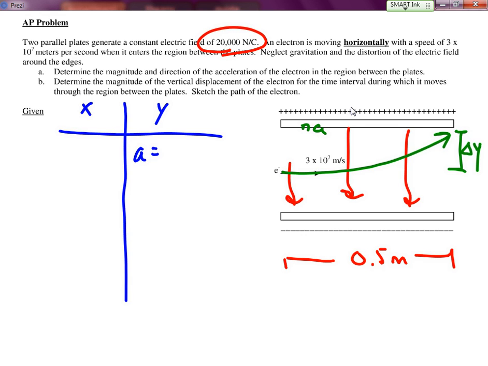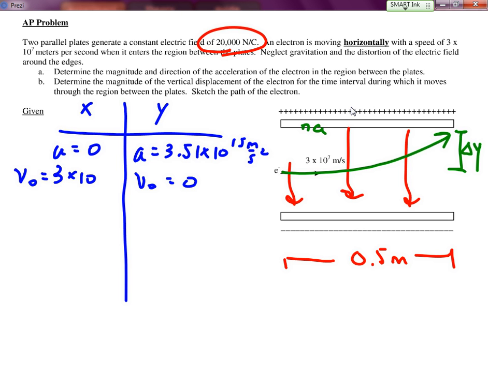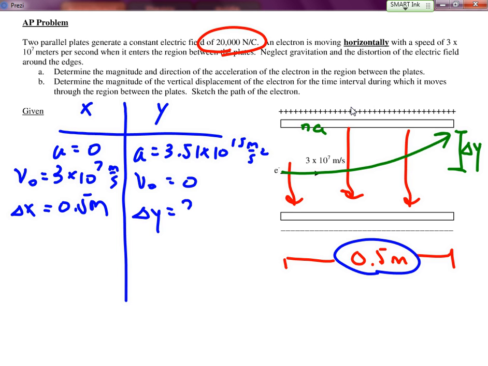The acceleration on the y-axis is 3.51 times 10 to the 15th. Acceleration on the x-axis is equal to 0. The initial velocity on the y was equal to 0. Initial velocity on the x-axis was 3 times 10 to the 7th. We know the distance it travels forward is half a meter. We're looking for delta y. So what do we solve for first?